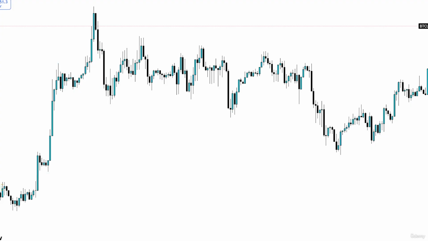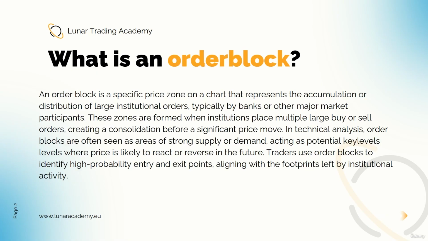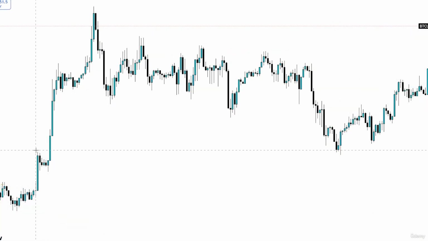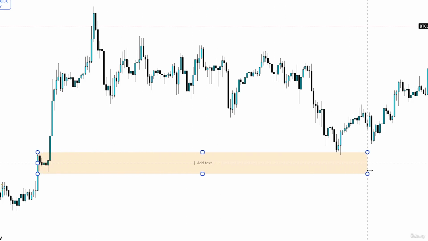Order blocks are very important because they reveal where strong buying or selling interest has previously existed, often creating high probability zones for future price reaction. That's why we use them as key levels for our potential order flow setups.